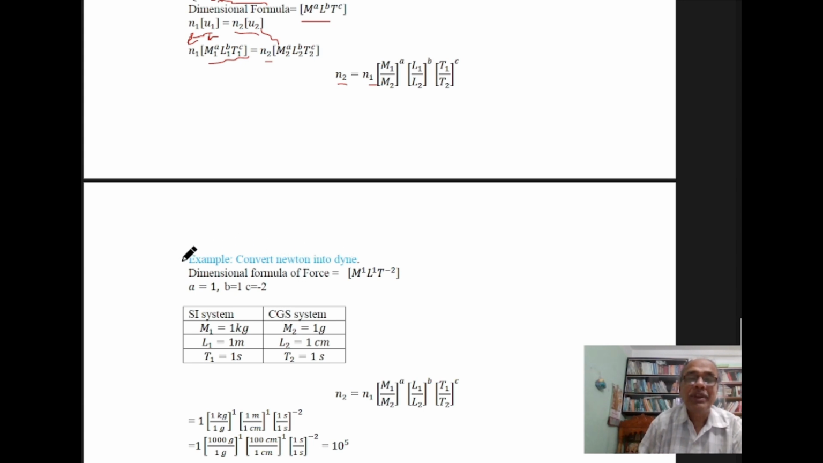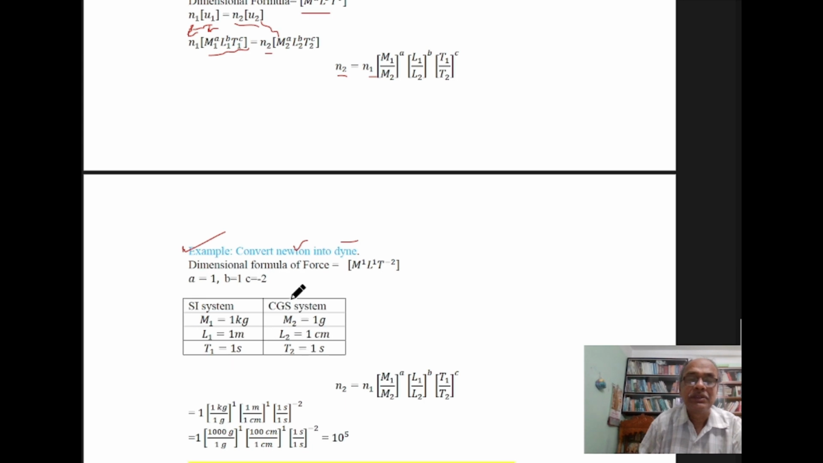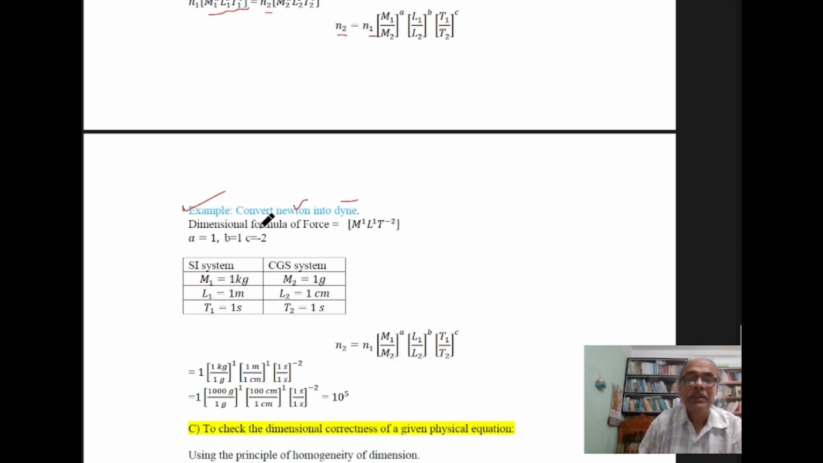Now we take one example. Convert Newton into dyne. That means what is the relation between 1 Newton and 1 dyne? Here the quantity is force. So what is the dimension formula of force? The dimension formula of force equals M to the power 1, L to the power 1, T to the power minus 2. That means a equal to 1, b equal to 1, c equal to minus 2.